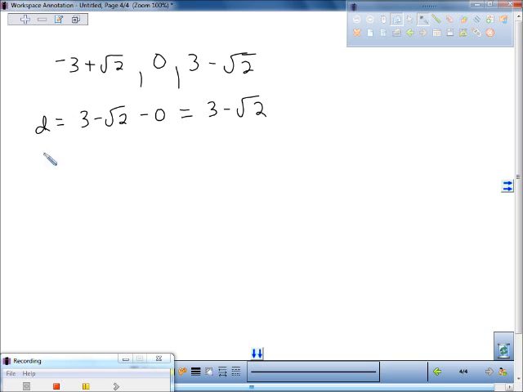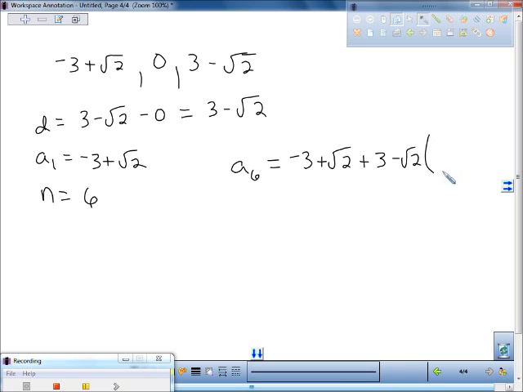Now we are told in this problem to find the 6th term. We know A1 is equal to negative 3 plus square root of 2, and n is going to be equal to 6. So we have all the information we need to solve for the 6th term. We're going to find A sub 6. A sub 6 is equal to negative 3 plus square root of 2, plus 3 minus square root of 2 times n minus 1, which in this case is 6 minus 1, which would be 5.